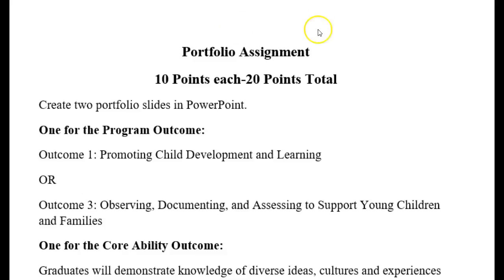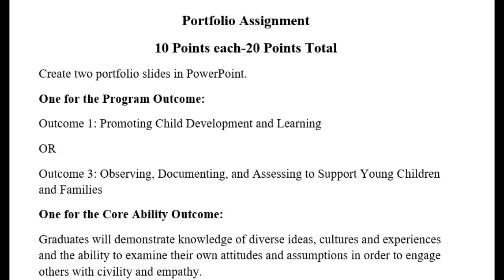So what I'm going to start with is the assignment criteria sheet that is in Canvas Module 11. And you can see that this assignment is worth 20 points total, 10 points for each slide. So like I said, you're going to create 2 slides, and the first slide is going to be geared towards the program outcome, either outcome 1 or outcome 3. And both of those outcomes are associated with this class.